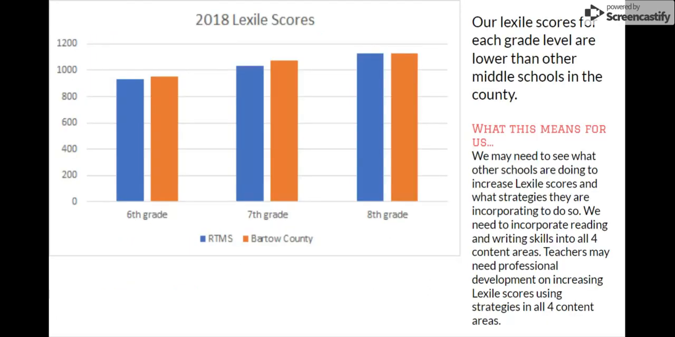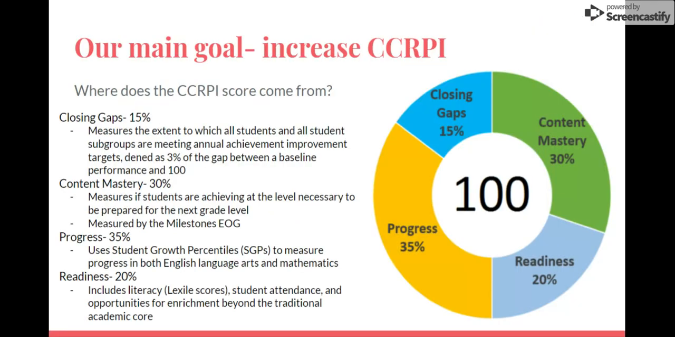Our Lexile scores are lower than Bartow County for 6th, 7th, and 8th grade. So what this means for us is that we may need to see what other schools are doing to increase Lexile scores and what strategies they're incorporating to do so. We need to incorporate reading and writing skills into all 4 content areas, and teachers may need professional development on increasing Lexile scores using strategies in all 4 content areas.